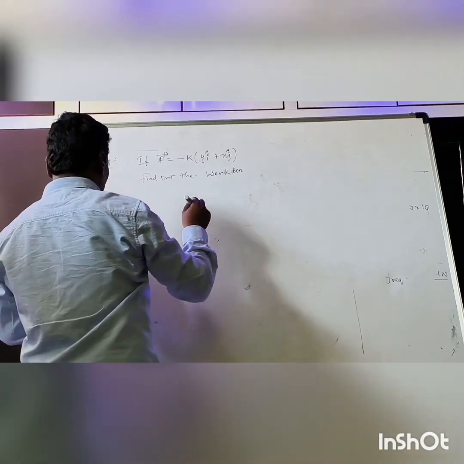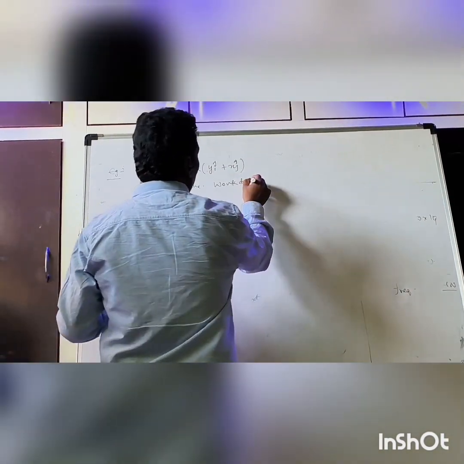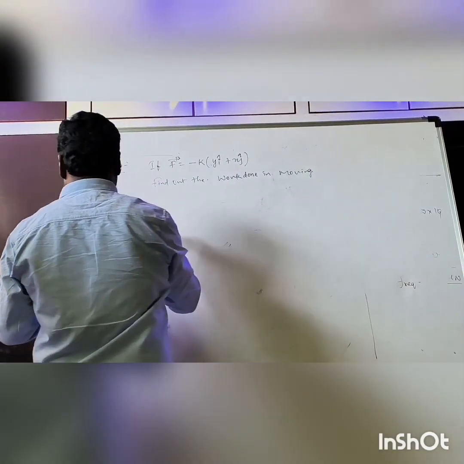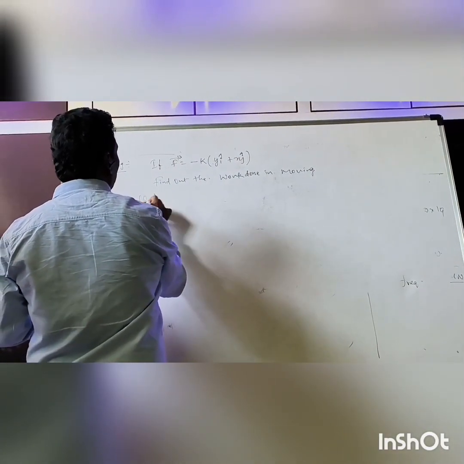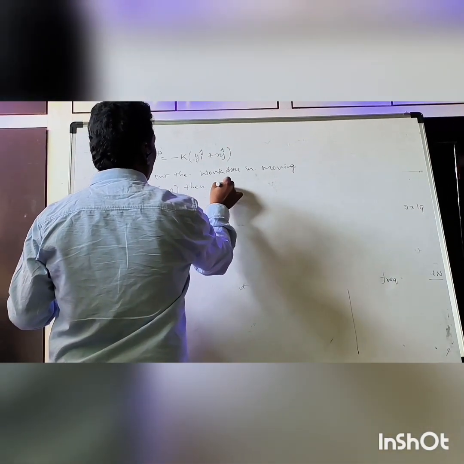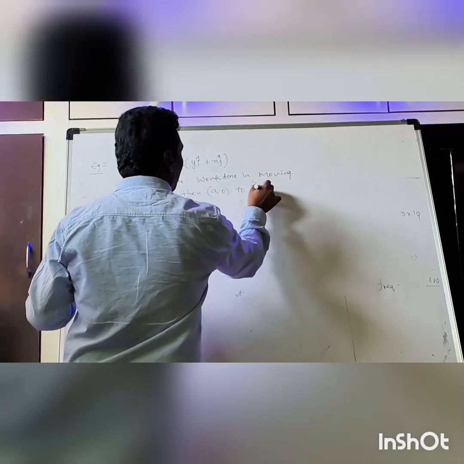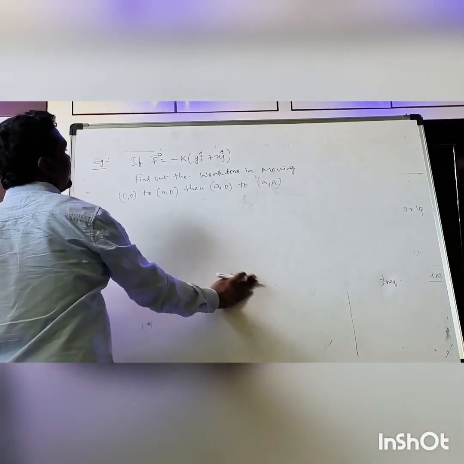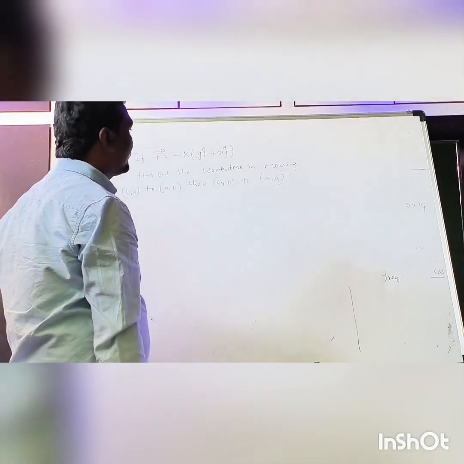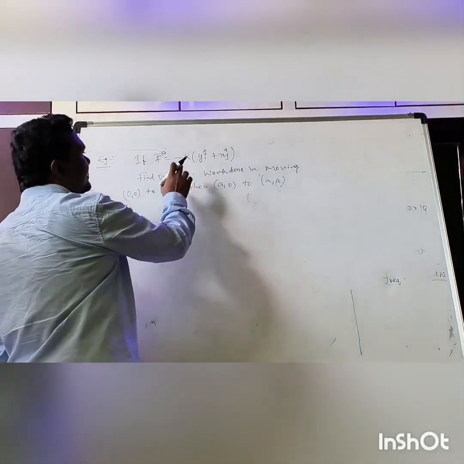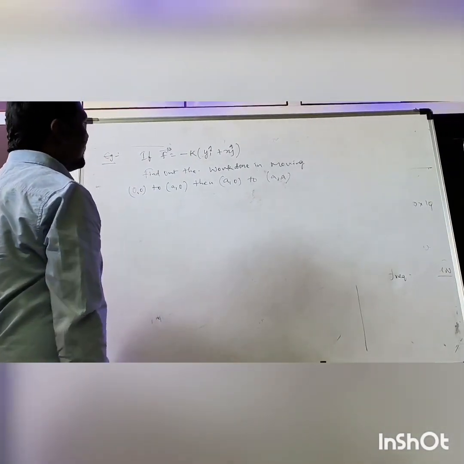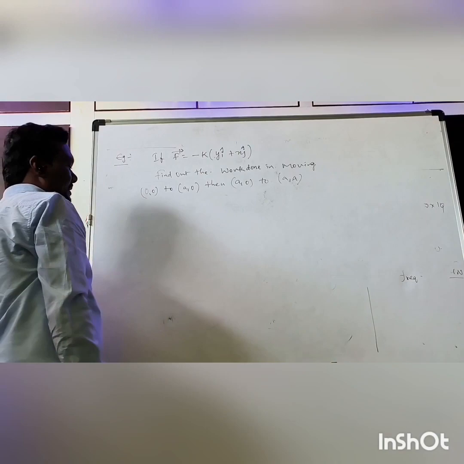Find out the work done in moving from 0, 0 to a, 0, then a, 0 to a, a. So this is the question. Continuously the force is acting, minus k y i cap plus x j cap. So first find out the work done in moving from 0, 0 to a, 0.